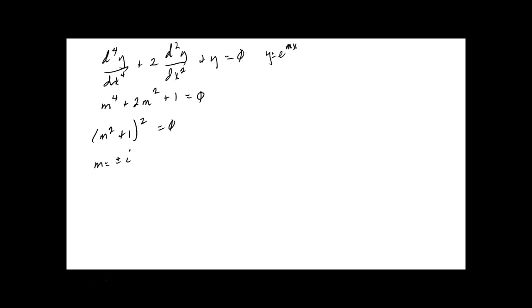So guess what? No real solutions for m. There are repeated solutions, but the repeated solutions are imaginary. And there's no real part to the imaginary either. So what might be your solution? We got y equals C1 e. No e.